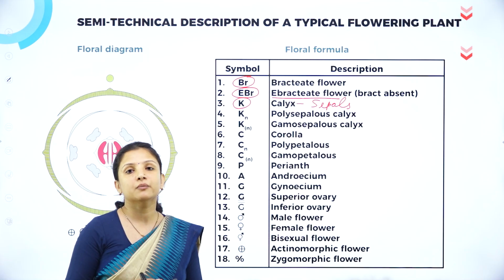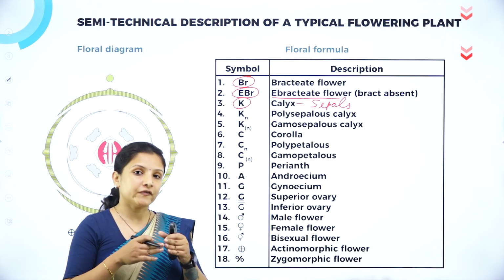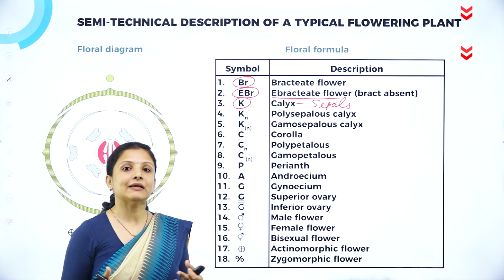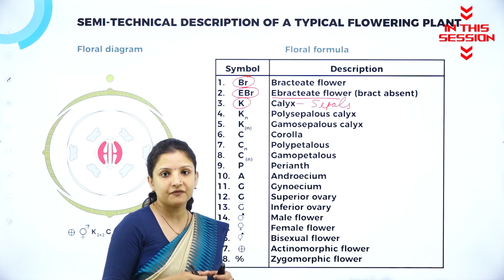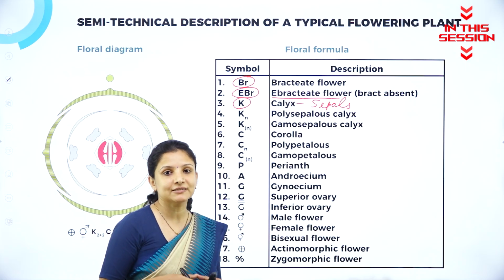Calyx are nothing but made up of units called as sepals. Now if these sepals are free, many in number and free, we call it as polysepalous. And in a flower, if the sepals are fused, we call it as gamosepalous.